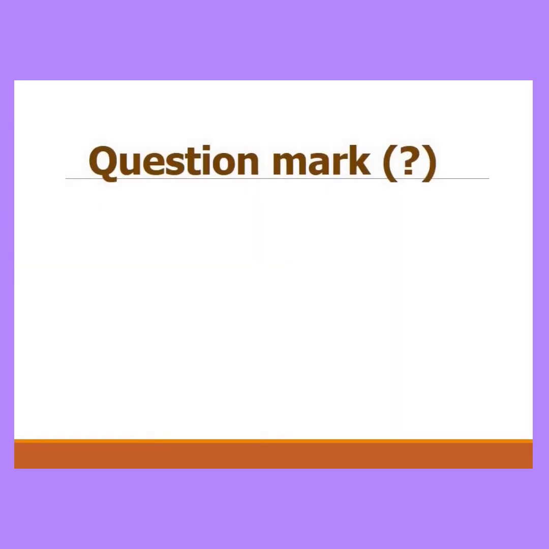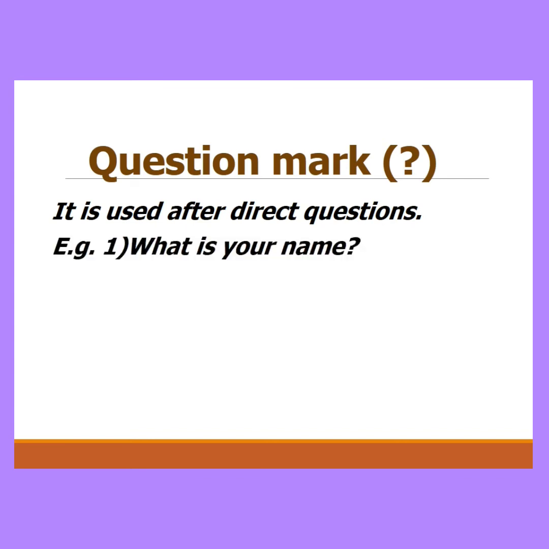Now, coming to third one, a question mark. The sign of a question mark is here in the bracket, as you can see. It is used after direct questions. When we are asking a question to someone and it's a direct question, we end it with a question mark. For example, what is your name? Here we are ending this statement with a question mark. We are asking the person, what is his name?